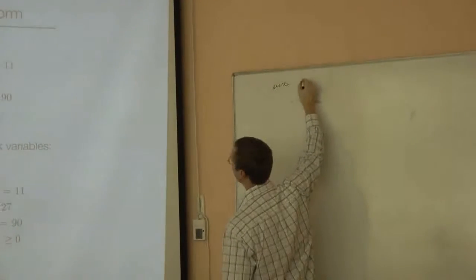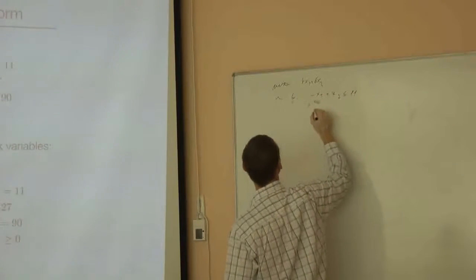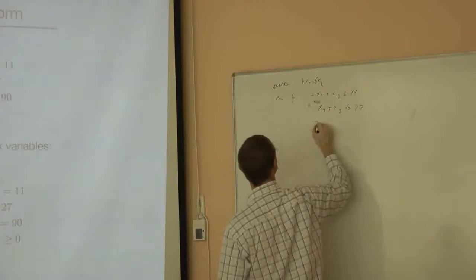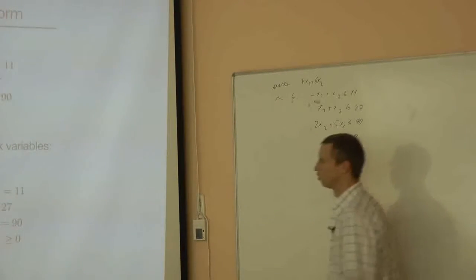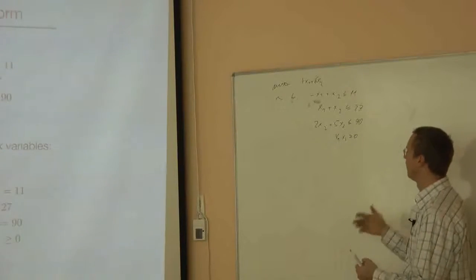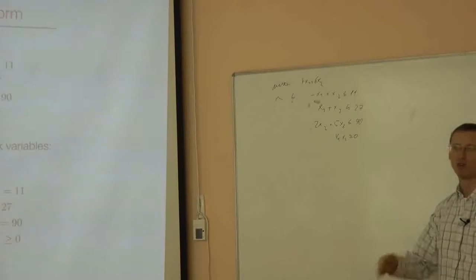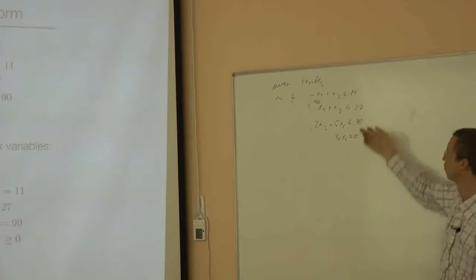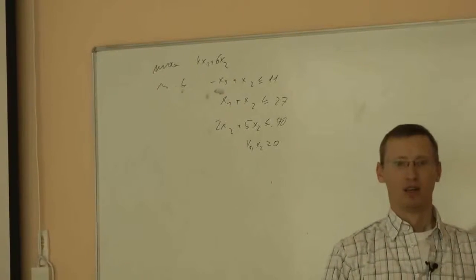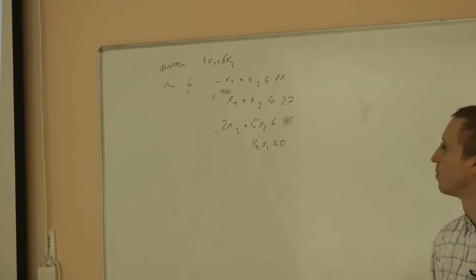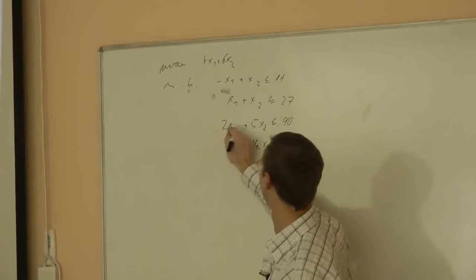We would like to maximize 4x1 plus 6x2 subject to minus x1 plus x2 less than 11, x1 plus x2 less than 27, 2x1 plus 5x2 less than 90, and x1 and x2 being non-negative. What makes this different from the standard Dantzig form is that we have inequalities, and we have to eliminate them. We have to convert them into equalities. We don't have to do anything else because we are already doing maximization and we already have non-negativity constraints. Yeah? Sorry? Third constraint. 2x1, yeah, here. Thank you.